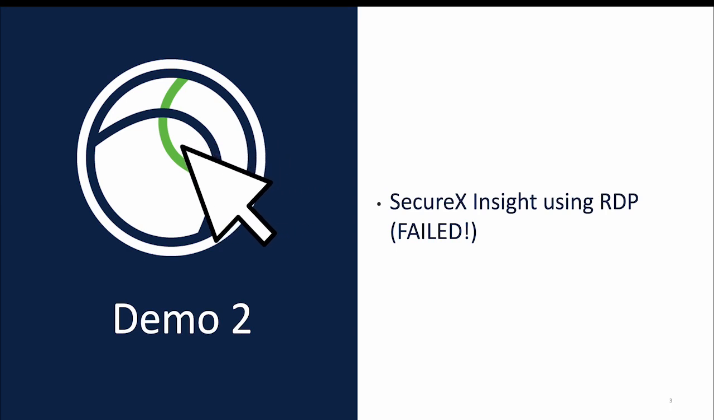All right, let me show you demo number 2, and for this demo, I'm going to use Cisco Secure X Insight using RDP. Unfortunately, there is a known issue for those who would like to take advantage of an RDP connection to install AnyConnect using this option, because it's going to fail, and I'm going to show you why it's going to fail.